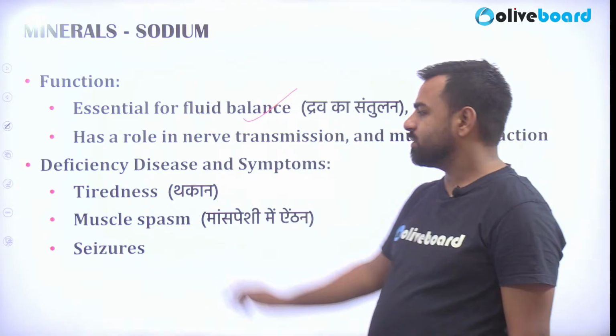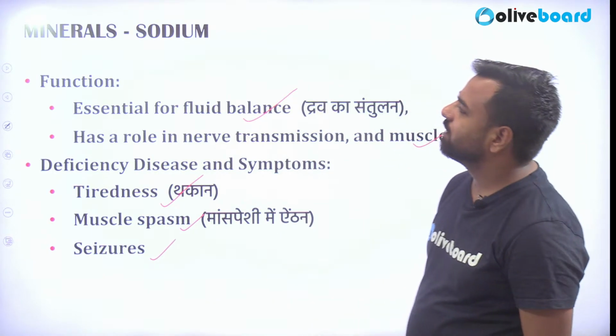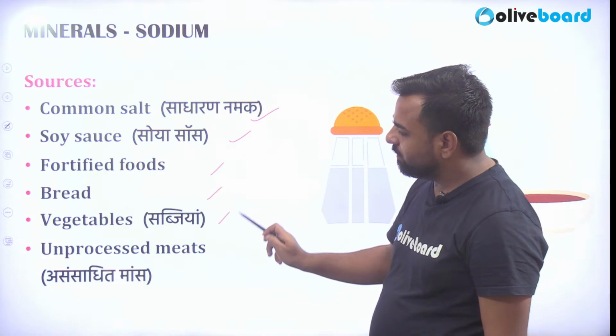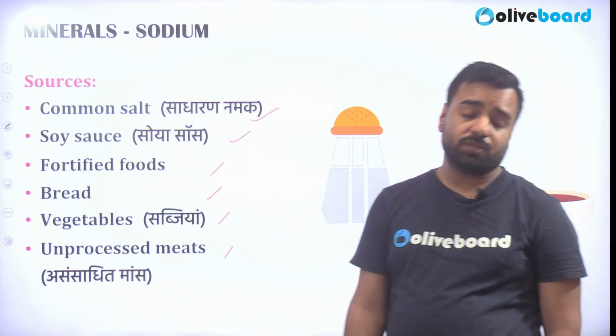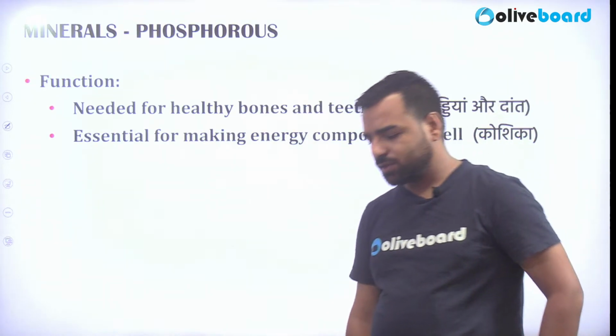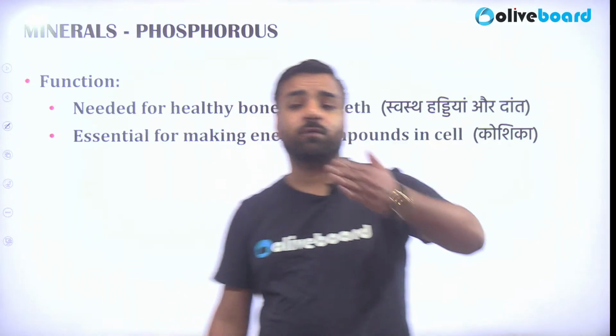Deficiency disease and symptoms: it leads to tiredness, muscle spasm, and seizures. Common salt, soya sauce, fortified foods, bread, vegetables, unprocessed meats, they are the sources of sodium. What about phosphorus? See, our bones are made up of calcium and phosphorus. So obviously, phosphorus is also important for our bones, right?